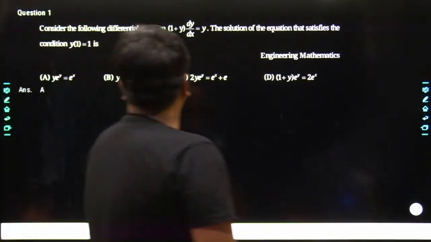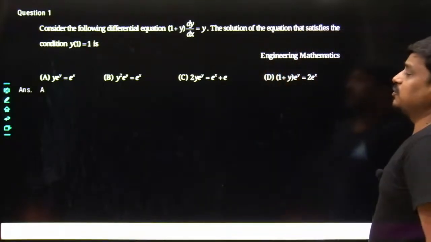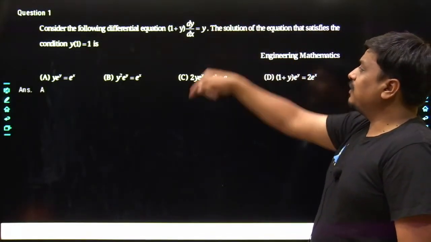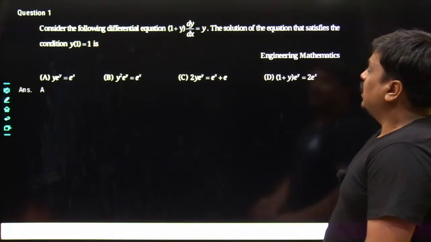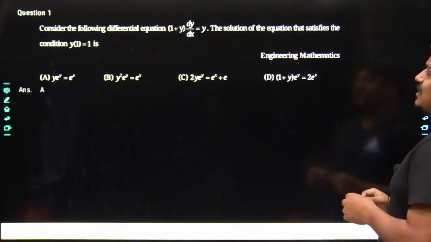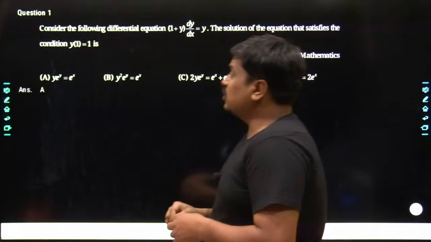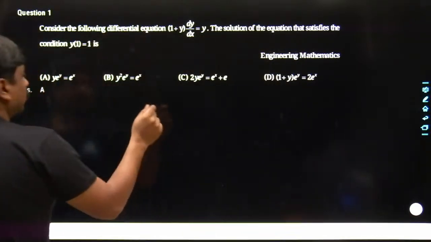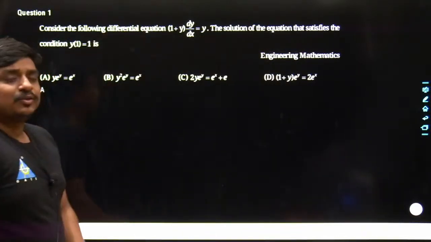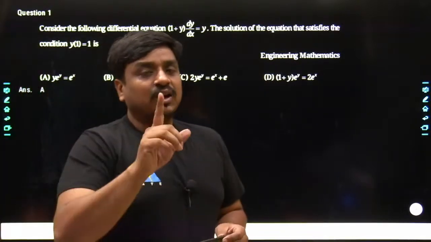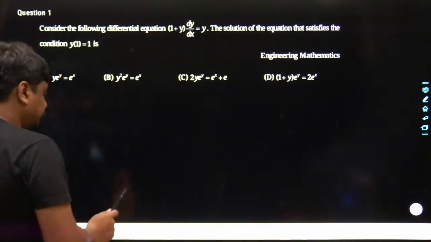See what the problem states. Consider the following differential equation: (1 plus y) multiplied with dy by dx is equal to y. The solution of the equation that satisfies the condition y of 1 is equal to 1 is... There were four different options attached along with this problem. It is a type of MCQ, which means you will have only one correct option.